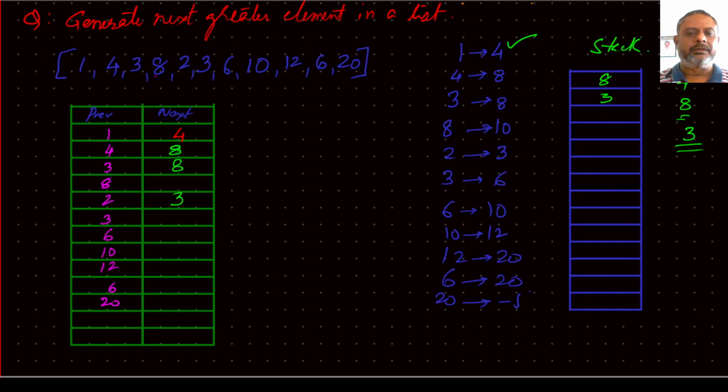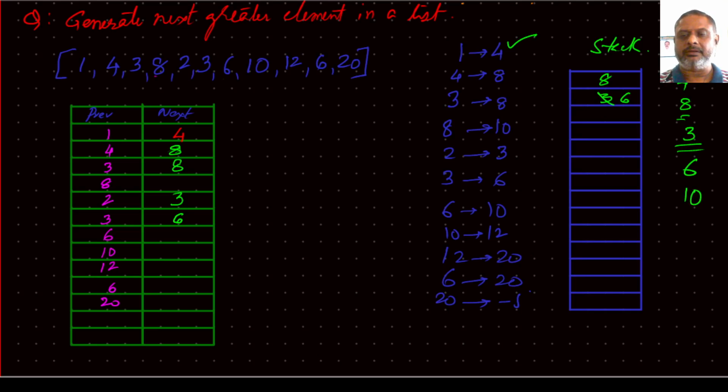Okay, who is next? Next is 6. Is 6 greater than top of the stack? Of course, yes. Therefore, in place of 3, write a 6. So 3 goes out. Then next top of the stack is 8. Is 6 greater than 8? No. Therefore, just push 6 onto the stack and then continue.